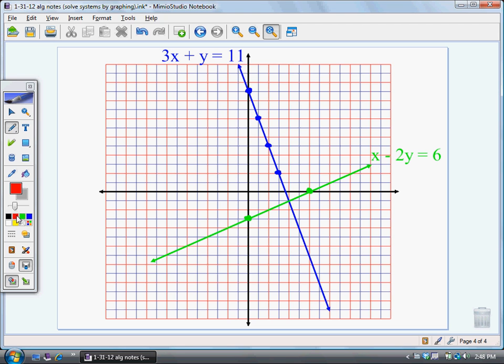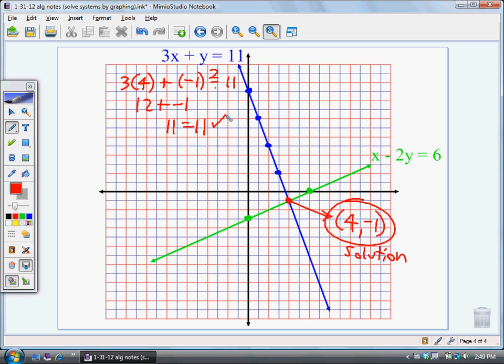Now, the solution is where these two lines intersect. Right there's the point of intersection. This ordered pair is (4, negative 1), and that's the solution. I want to check and make sure that it works. If I put it into the first equation, I put 4 in for x and negative 1 in for y. Does that end up being 11? That's 12 plus negative 1, 11 equals 11, that checks.